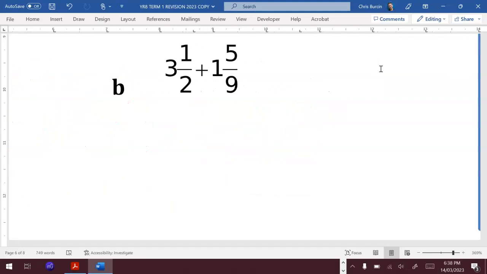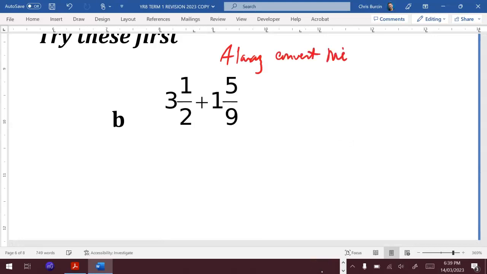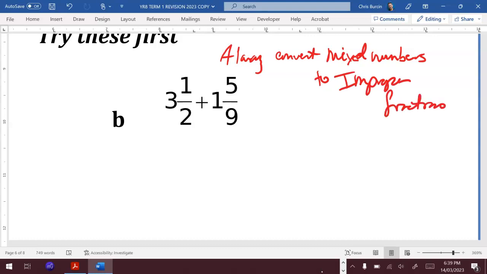Now here, I've just got to do an additional step. So I want to always convert mixed numbers, I'm saying this because my writing on this pad is so atrocious, to improper fractions. And we want to do that because it stops us from making silly mistakes. So I've got 3 1/2. So we've been taught to do 3 times 2 is 6, plus 1 is 7 halves.